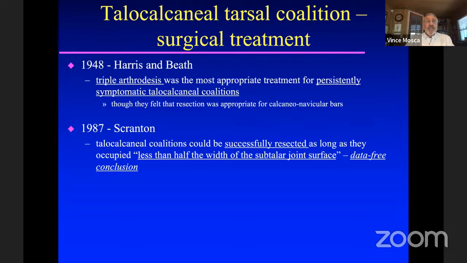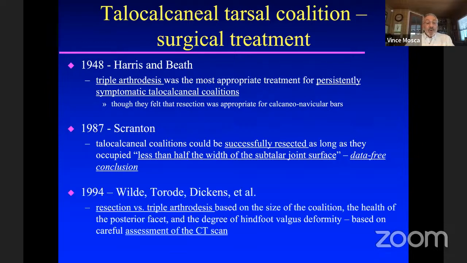So it got us beyond Harris and Beath to say, yes, some can be resected, but as it turns out, the criteria for resection were not well described in that article. And in 1994, a group from Australia, led by Wild and Tirode, looked at CT scans more carefully, and they said the two treatment options of resect the coalition or triple arthrodesis had to do with three features: the size of the coalition, not the width, but actually surface area, the health of the posterior facet, and the amount of valgus flatfoot hindfoot deformity.